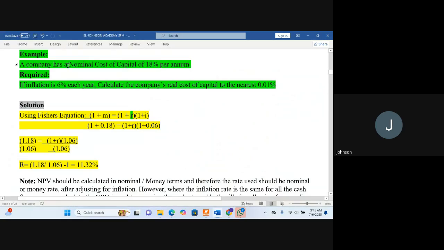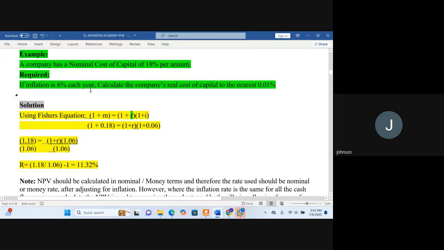So in this kind of situation, when they tell you that a company has a nominal cost of capital, it is a cost of capital that has inflation. Another name for nominal is money. So the money cost of capital, they say, is 18%. Now, if they tell you that the inflation is 6%, it means that in this 18%, the effect of inflation has been considered, because it's a nominal cost of capital or a money cost of capital.